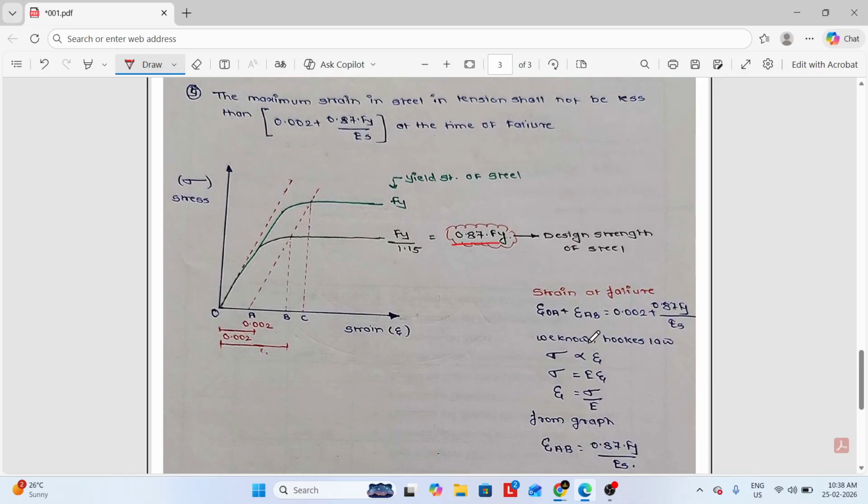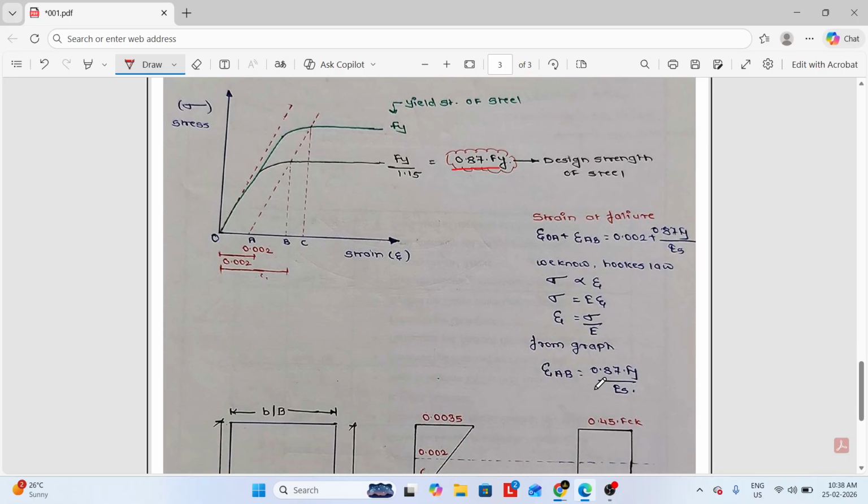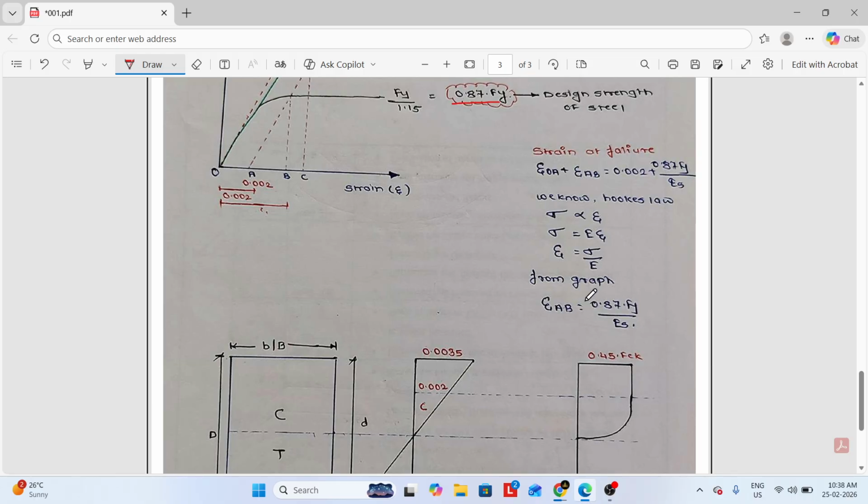Here we can see, as per the graph, the strain at failure is the strain at OA plus the strain at AB, which is equal to 0.002 plus 0.87 Fy upon Es. We know Hooke's law, which states that stress is directly proportional to strain. And from the graph, the value that we have obtained is the strain at AB equal to 0.87 Fy upon Es.